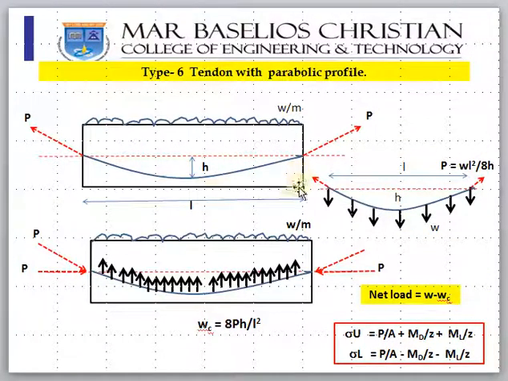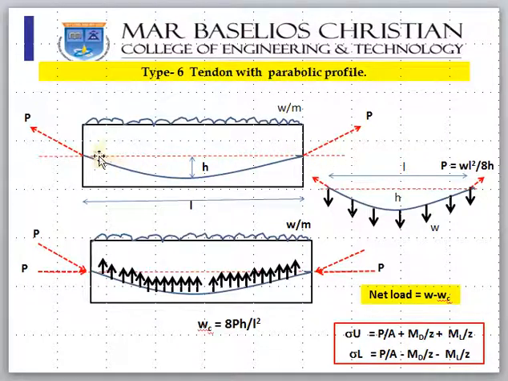Let us say this is a prestressed concrete beam, and it is subjected to a live load of W per meter. And the tendon, as you can see, this is the profile of the tendon, which is a parabolic shape with a sag at the center, maximum of H, and prestressing force P. Right, and as you know, we will pull both sides of the tendon.